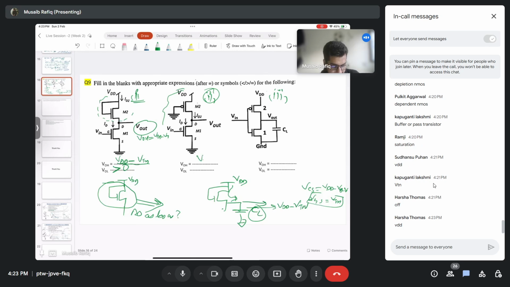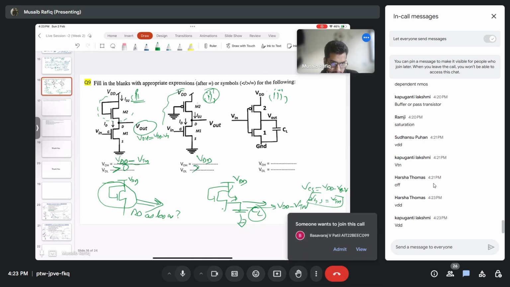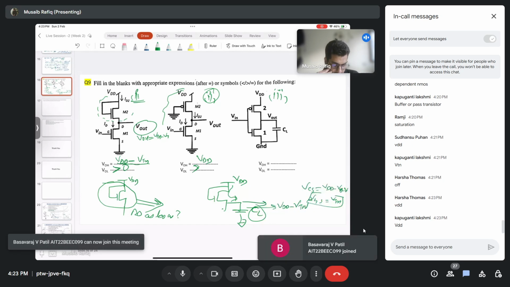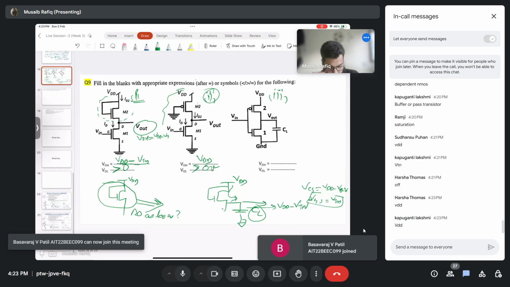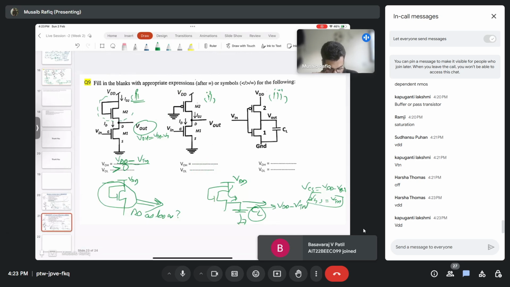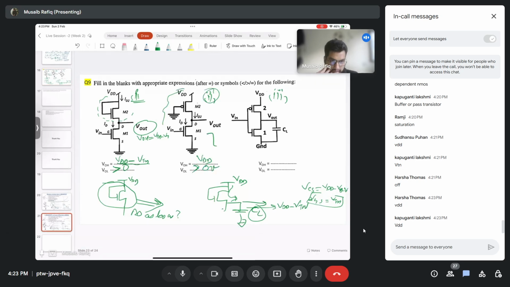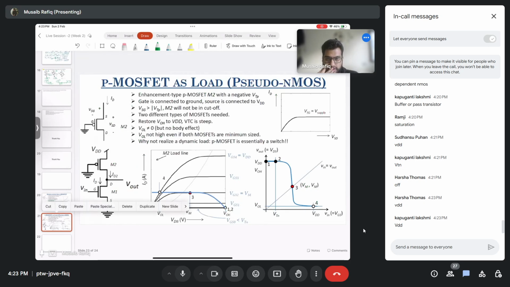Yes, it will be VDD. And what will VOL be? Greater than? It will also be greater than 0 volts. And this will have steep characteristics, as you can see from here. This has a particular name, and it's called pseudo NMOS logic. Here you can see.